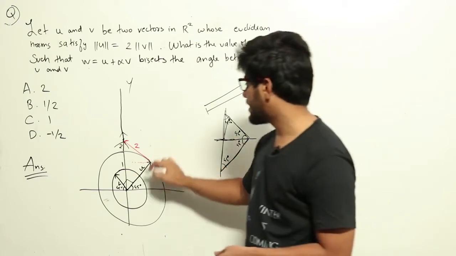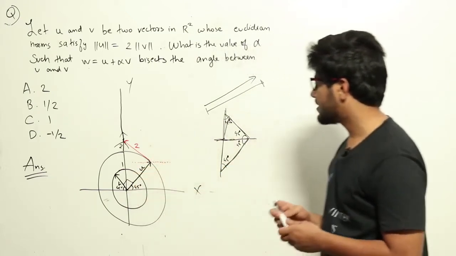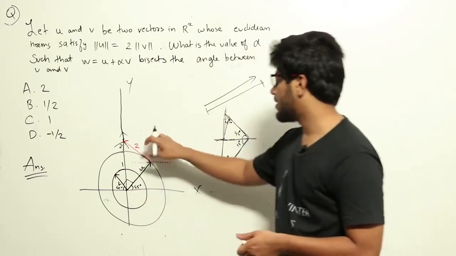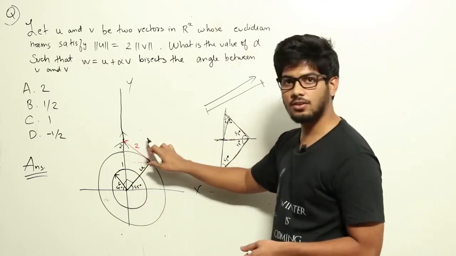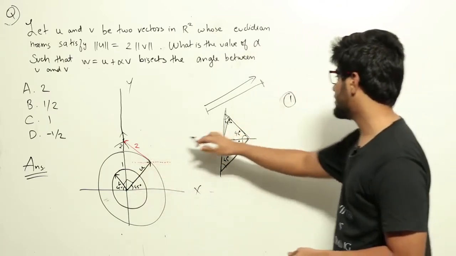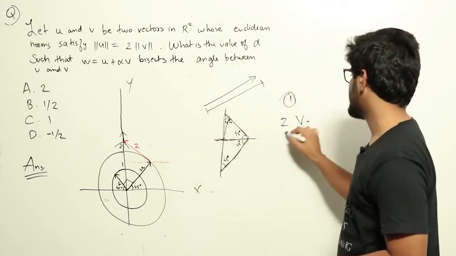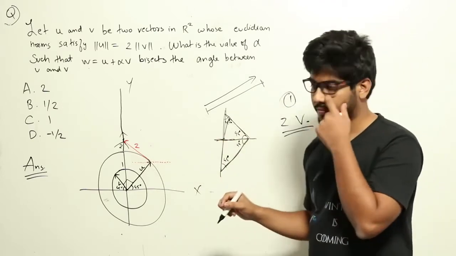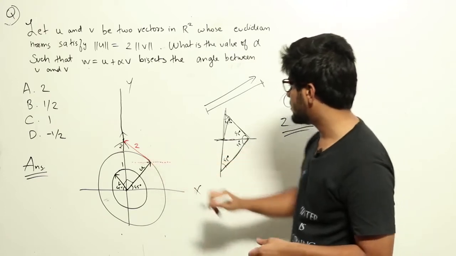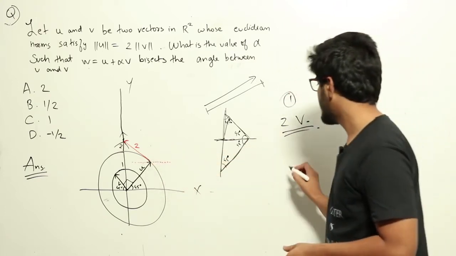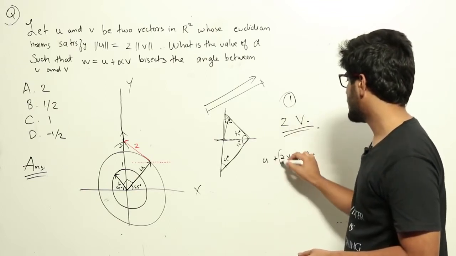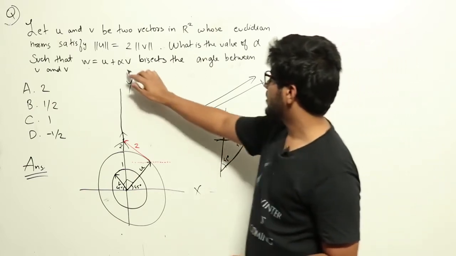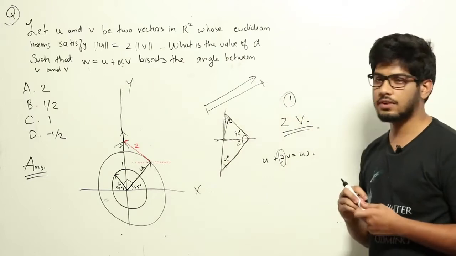Now this vector has the same direction as v, but it has a different norm. v had a norm of 1, this vector has a norm of 2, meaning this is 2 times v since it has the same direction. So since this vector is 2 times v, we can safely write that u plus 2v equals w. Now this 2 is the alpha given here, so alpha equals 2.